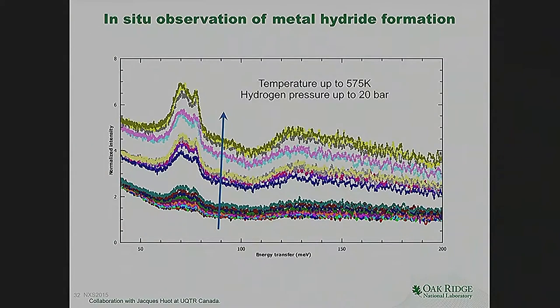You can also look at the formation of materials in the beam. This is outside the normal realm. If you try to do this at ICES, in my previous job, they will tell you that you cannot do it. But in here, we measure at 575 Kelvin, 200 centigrade, and we can see the process of formation of magnesium hydride as a function of time and hydrogen pressure.